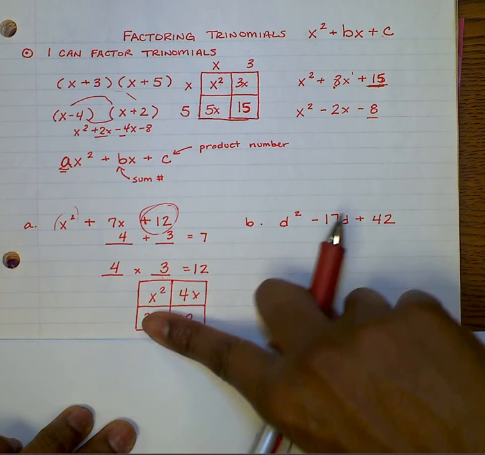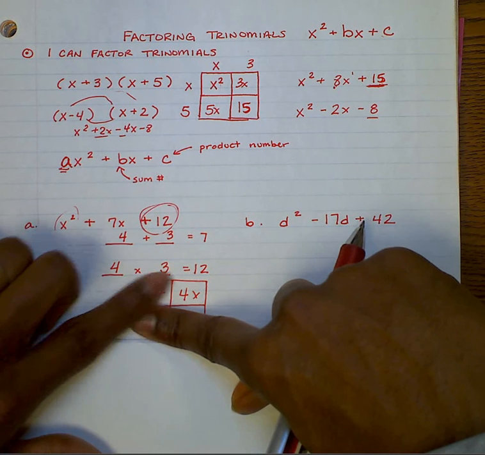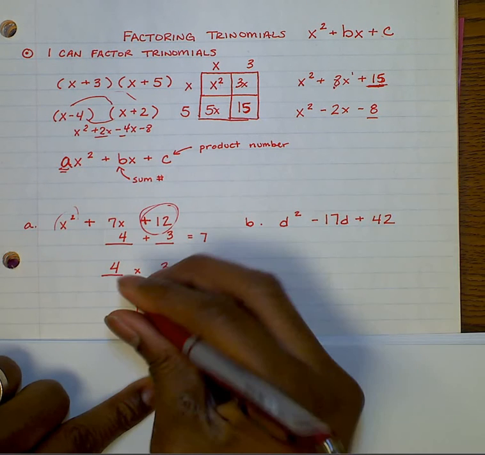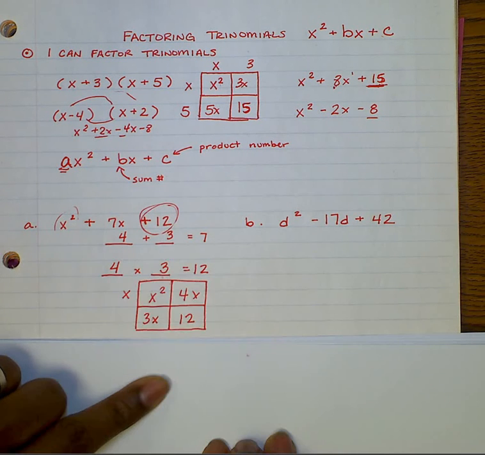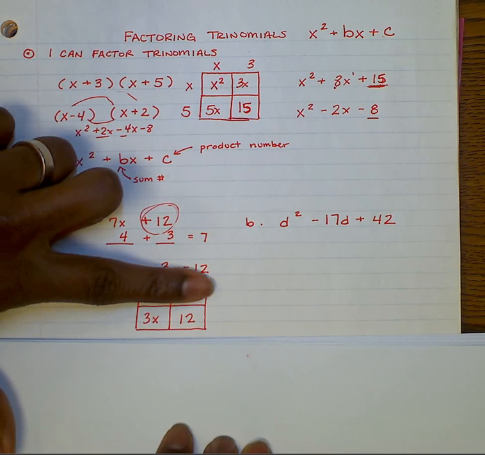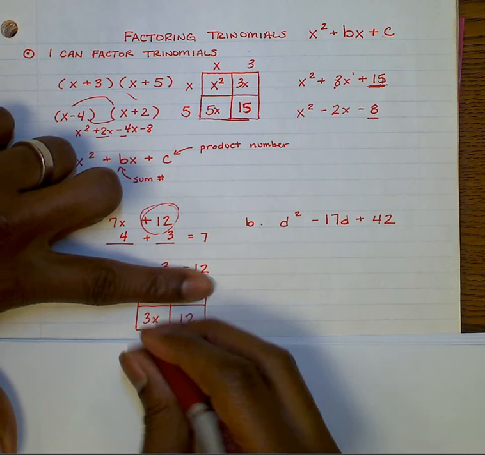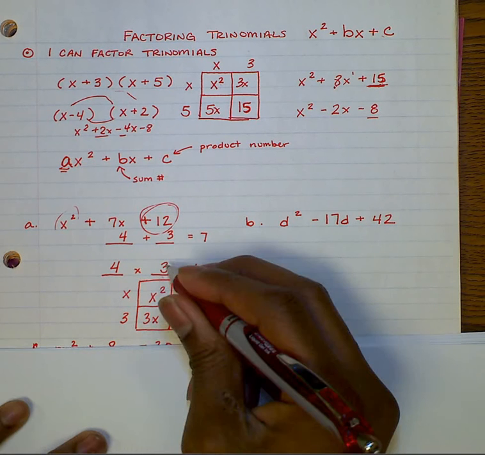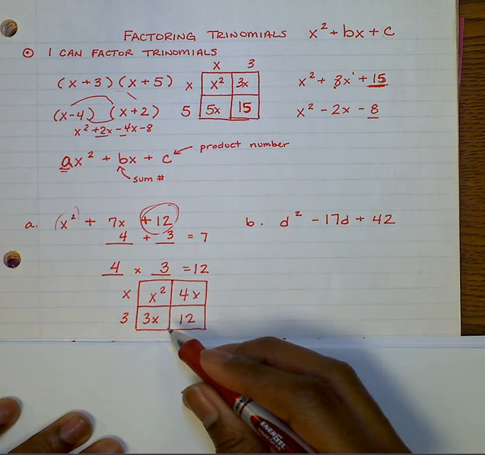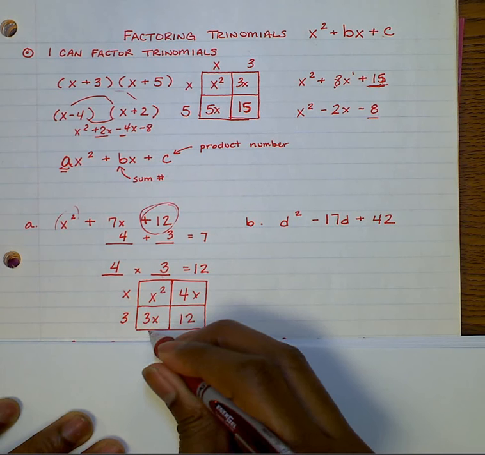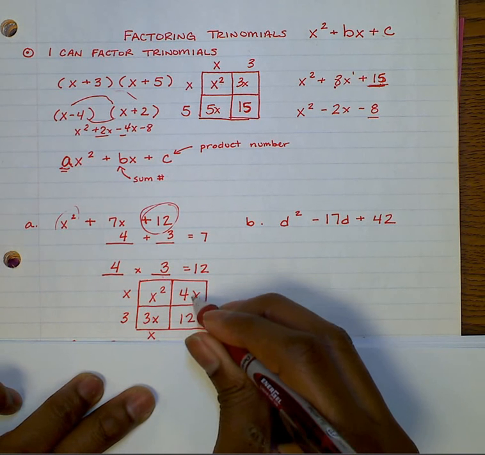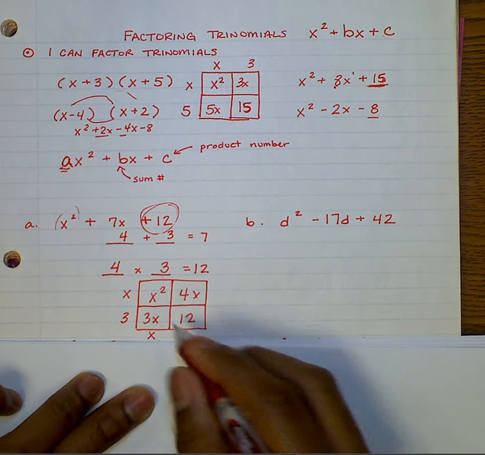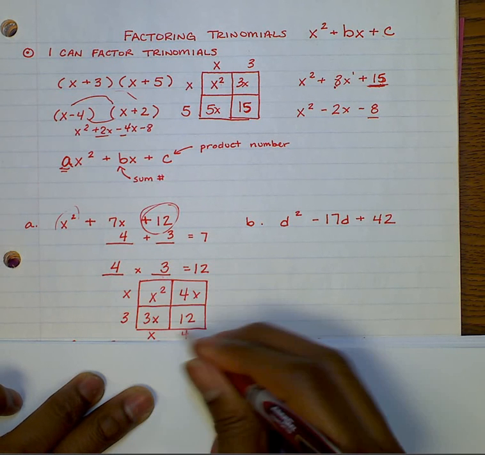So here, the GCF between 4x and x squared is x. The GCF between 3x and 12 is 3. I'll do the same thing here. The GCF between x squared and 3x is x, and the GCF between 4x and 12 is 4. Okay, so I factored this out. I have my two factors here. I'm just going to write them as the answer.